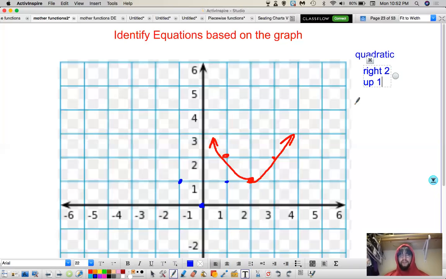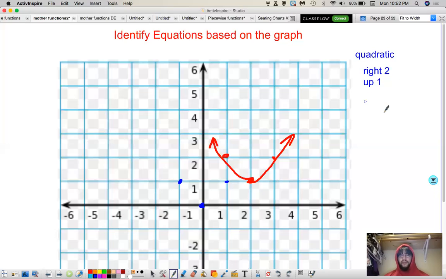So let's see, f of x equals, well, it's quadratic, so it's something squared. X, I need to go right 2, so I need to go minus 2. Up 1, so I'm going to stick a plus 1 out there. Boom, done. There it is.